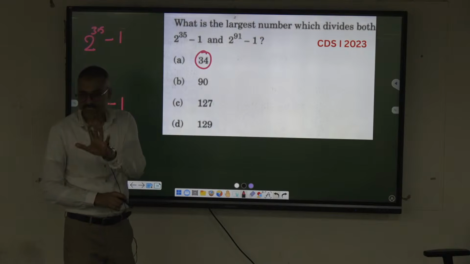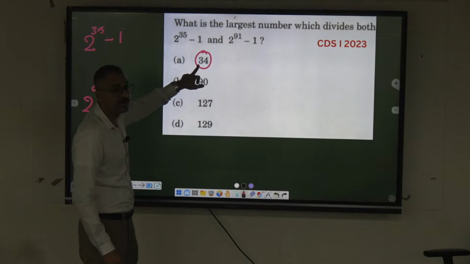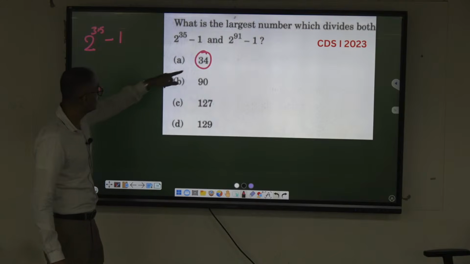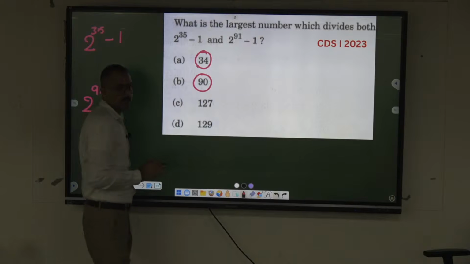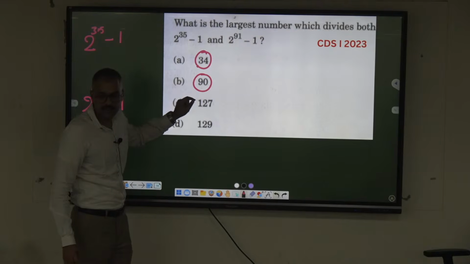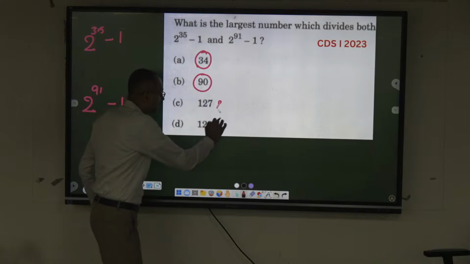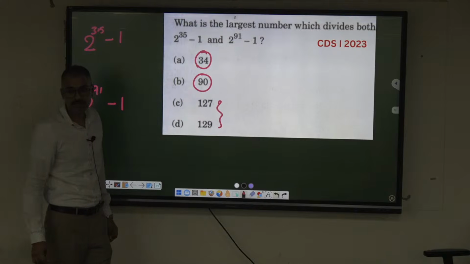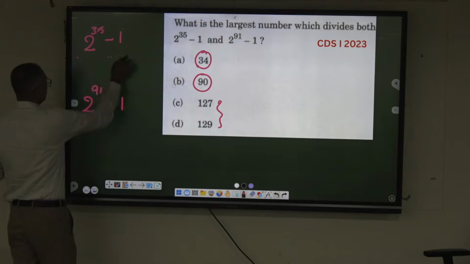2 power 5 is 32. Minus 1, 31. Plus 1, 33. This is plus 2 you'll get. For any of these values, I'll get plus 3. So in this 90 also we can't get, because 2 power anything is not anywhere near 90. Either you will get 32, 64, 128. So it has to be these two, right? 127 and 129. Okay, let's check by taking 127.